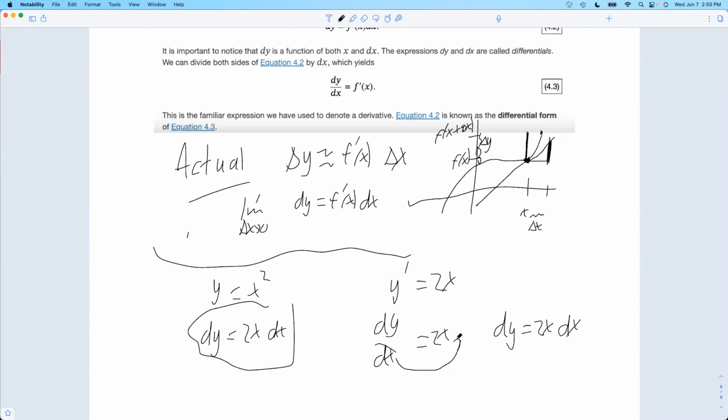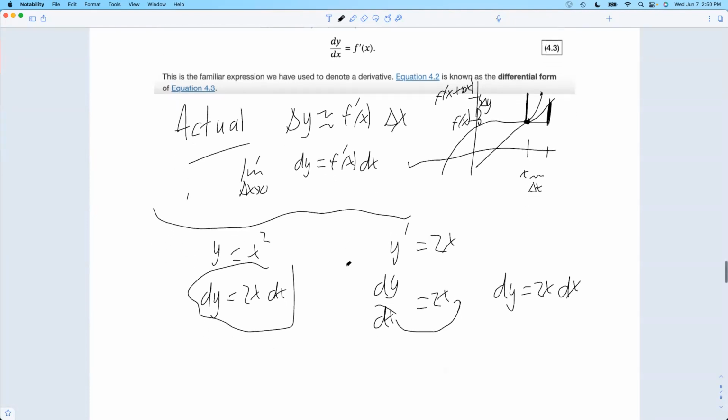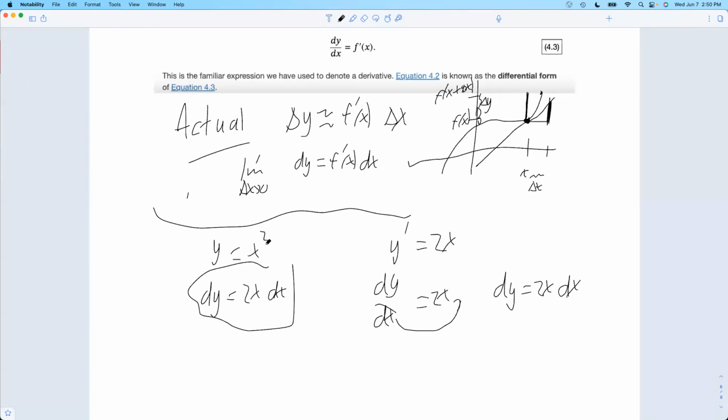So algebraically, you can pretend that you just took a derivative and then you multiplied the dx over. It's not really what's happening. What's happening is all this stuff I said up here. It's a linear approximation, when then we take the limit as delta x goes to 0. None of that matters. When you're finding a differential, you take the derivative and you write down dx and you're done.